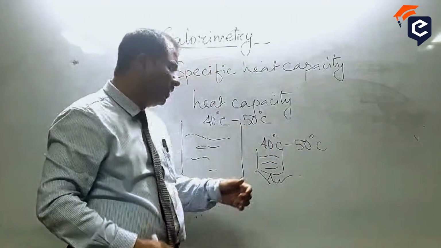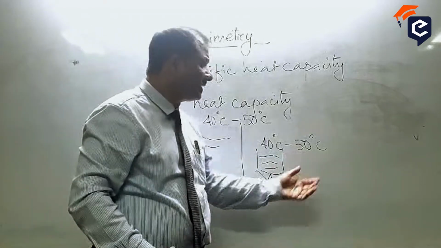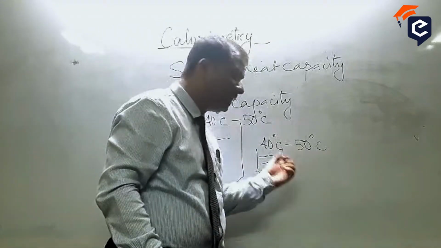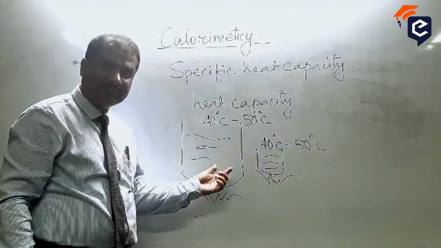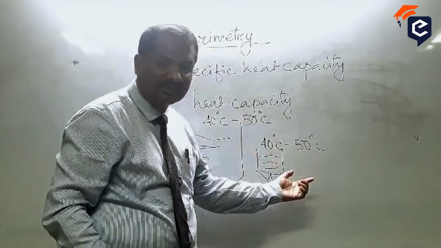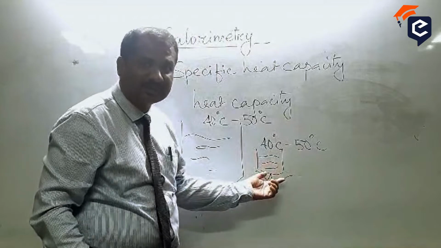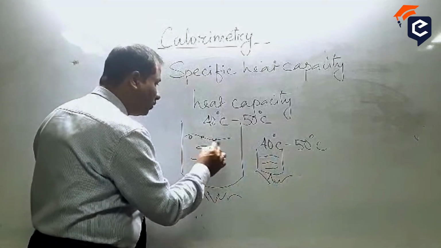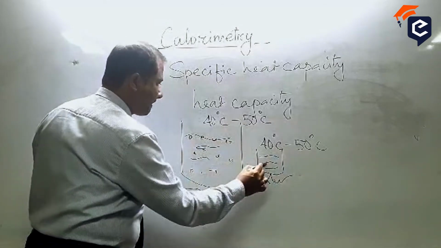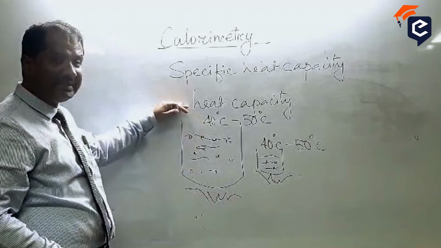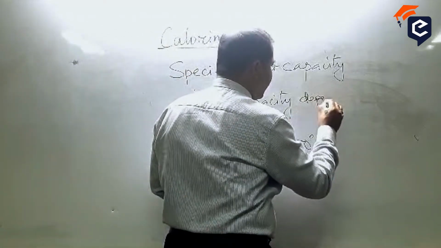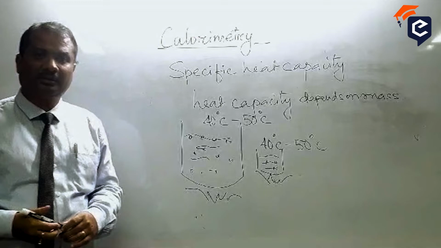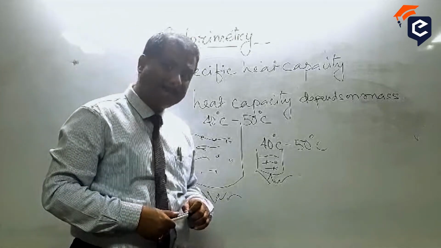Can you tell me who will reach this 50 degrees Celsius faster? Will this gallon of water or will this beaker of water? Yes, obviously this will reach the temperature fast. Reason? It has less mass. This has more mass. What do you mean by mass? More number of water molecules. So can I say the heat capacity of a body depends on mass? Clear? So it depends on mass.